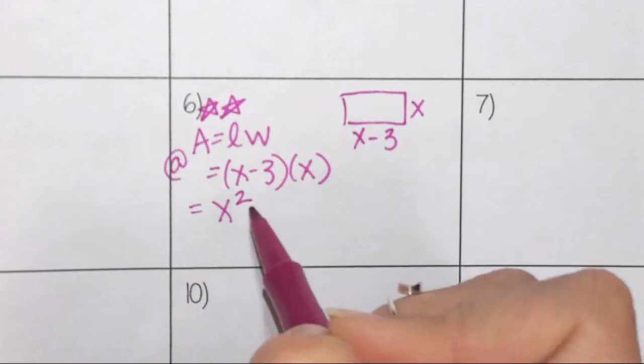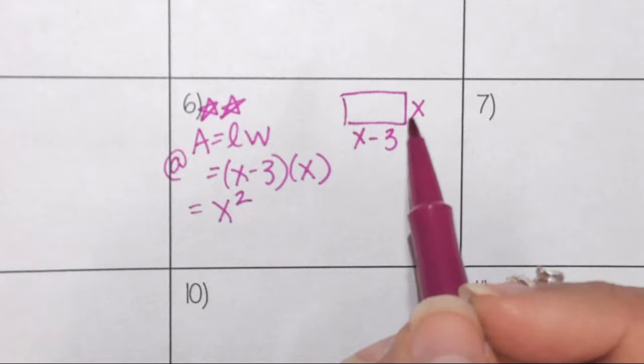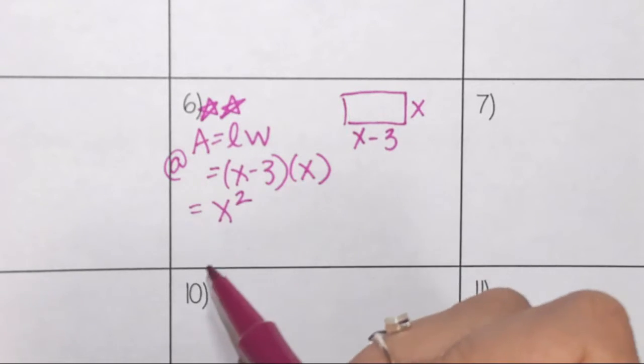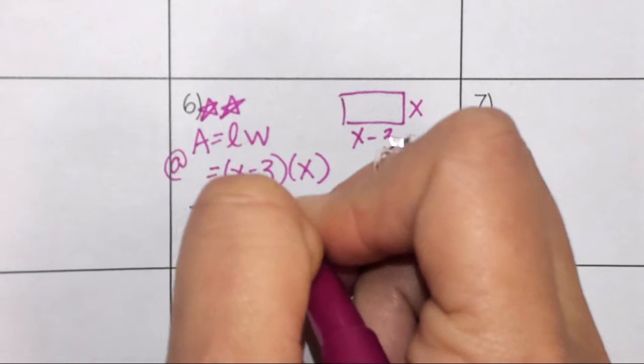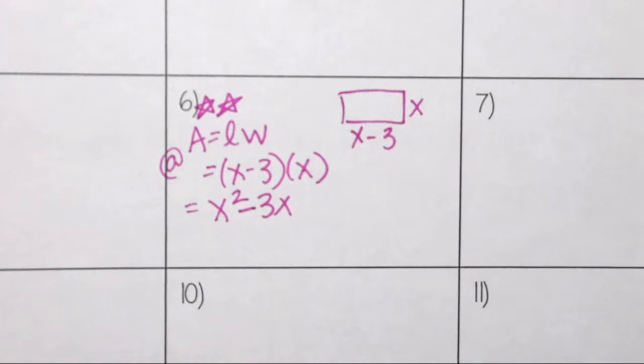Why is it to the second power? Because there's 1 and there's 1. Because 1 plus 1 is? 2. Good. And then you're going to do X times negative 3, right? So that'll be minus 3X. Does everybody see how I got that?